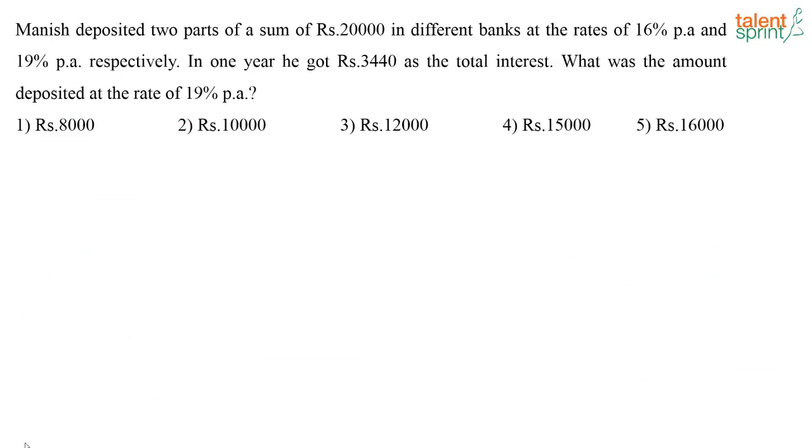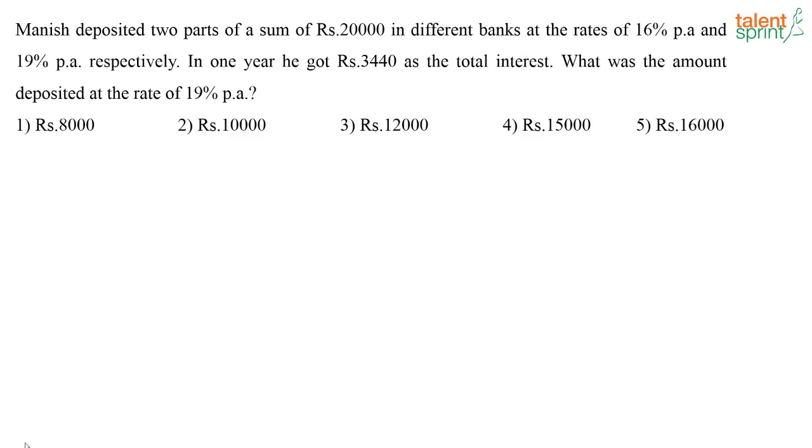Next question. Alright, so let us try this question. What is given here? Manish deposited 2 parts of a sum of rupees 20,000 in different banks at rates of 16% per annum and 19% per annum respectively. In 1 year, he got rupees 3,440 as total interest. What was the amount deposited at the rate of 19% per annum?